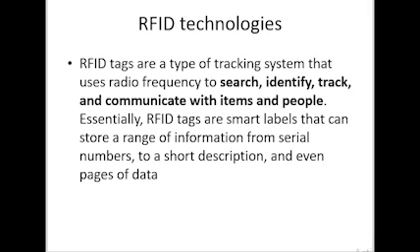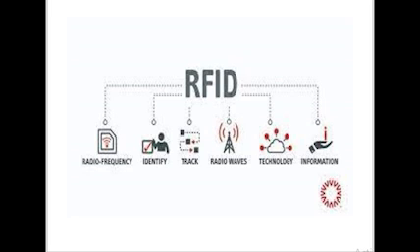RFID technology. RFID is a tracking system that uses radio frequency to search, identify, track and communicate with items or people. An RFID tag is a small label that can store a range of information, from a short serial number and brief description to even a page of data. This is a simple architecture for RFID.